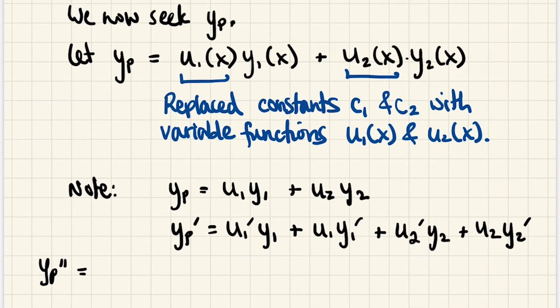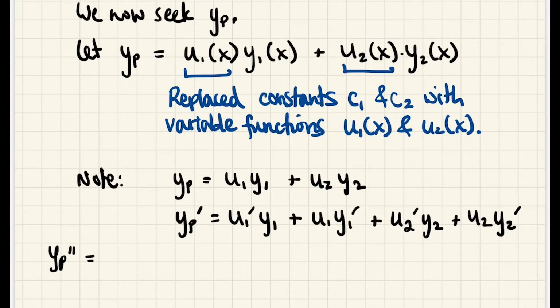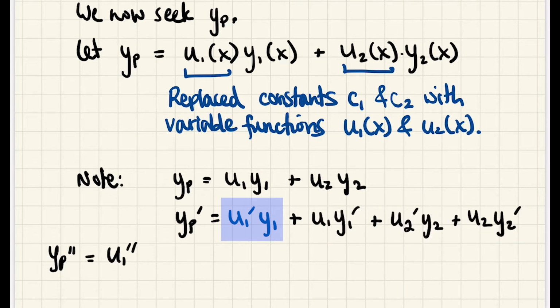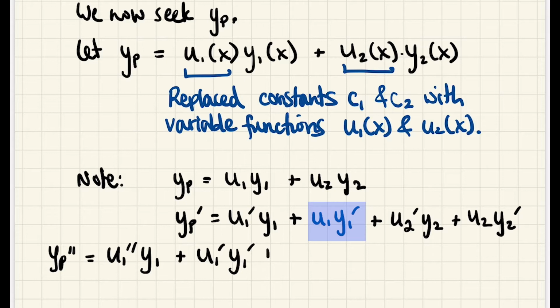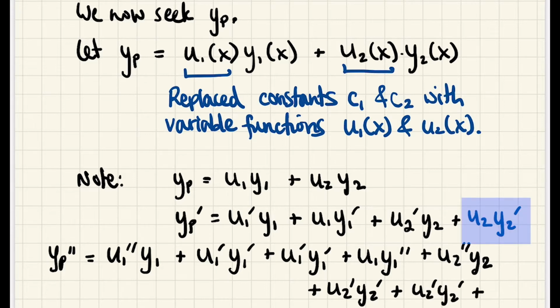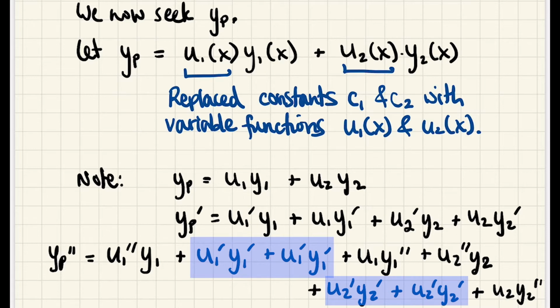All right, and taking a second derivative, this is going to give us 8 terms because each of these terms needs the product rule. So we're going to have u1 double prime y1 plus u1 prime y1 prime plus u1 prime y1 prime plus u1 y1 double prime plus u2 double prime y2 plus u2 prime y2 prime plus u2 prime y2 prime plus u2 y2 double prime. Ugh. Okay, we have a couple of like terms that we can combine, but let's defer that till a little later.